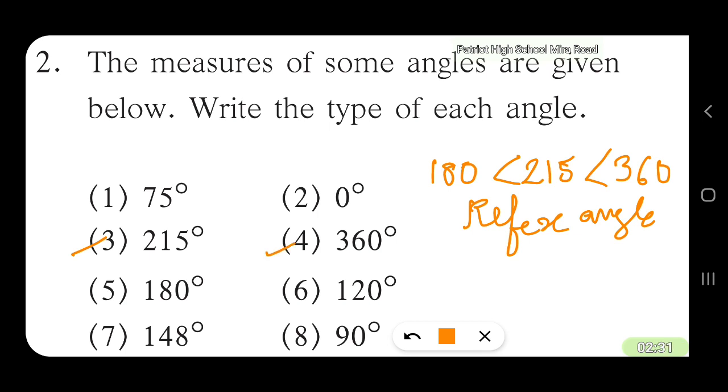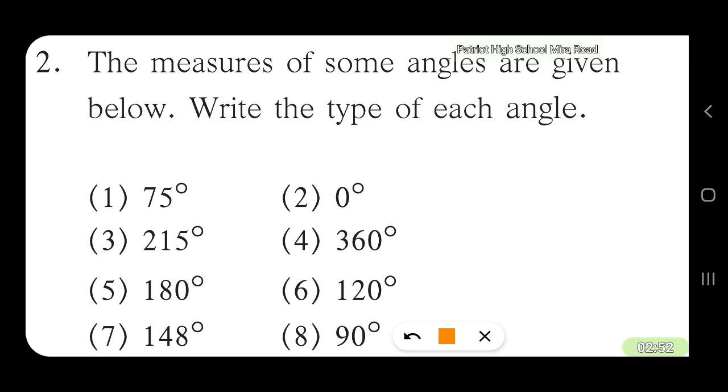Fourth is 360 degrees. It is one full rotation. So it is a complete angle. Fourth one is a complete angle. 180 degrees, fifth. 180 degrees is a straight angle. Straight angle.